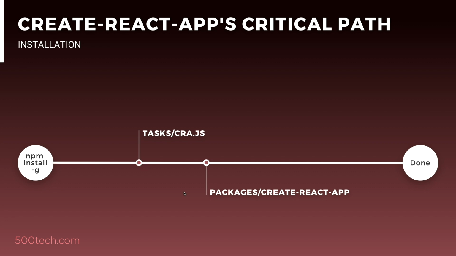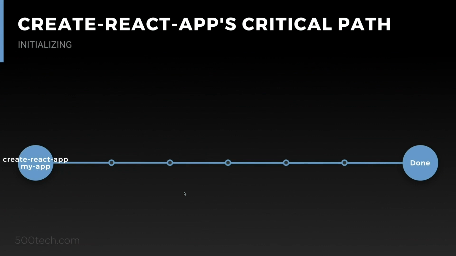What actually happens is actually not that much. So we'll talk about the critical path for the CLI, the command line interface. When you type in npm install -g create-react-app, what actually happens is your node instance runs tasks/cra.js, which basically copies over packages/create-react-app, and you're done. So now you have access to this command line command called create-react-app.